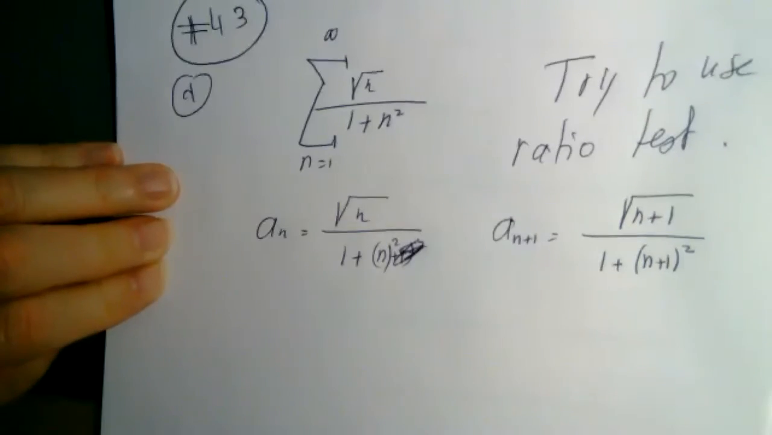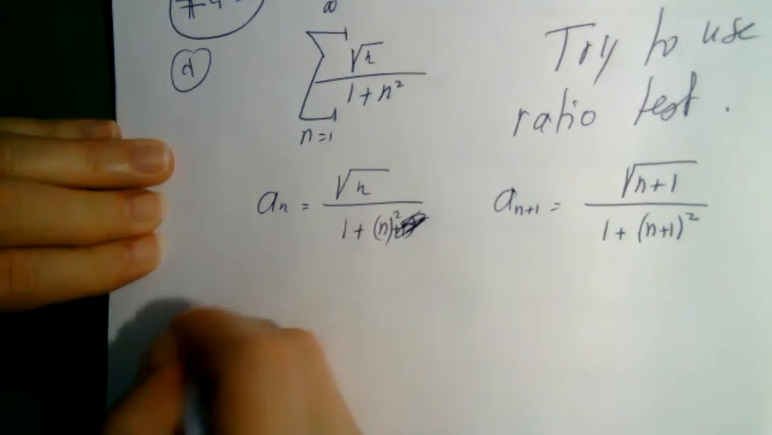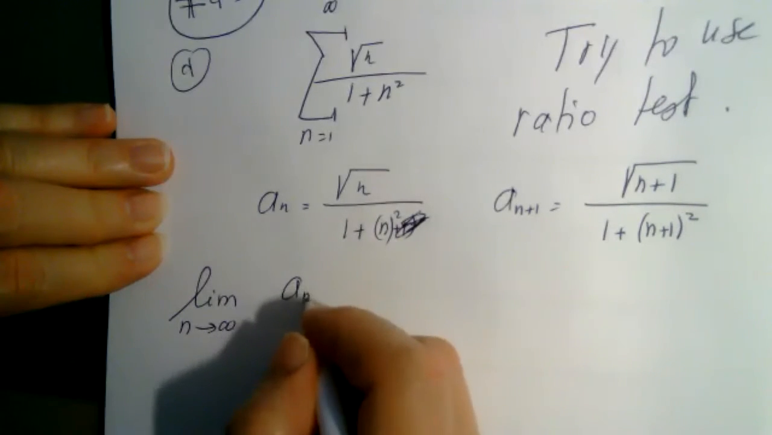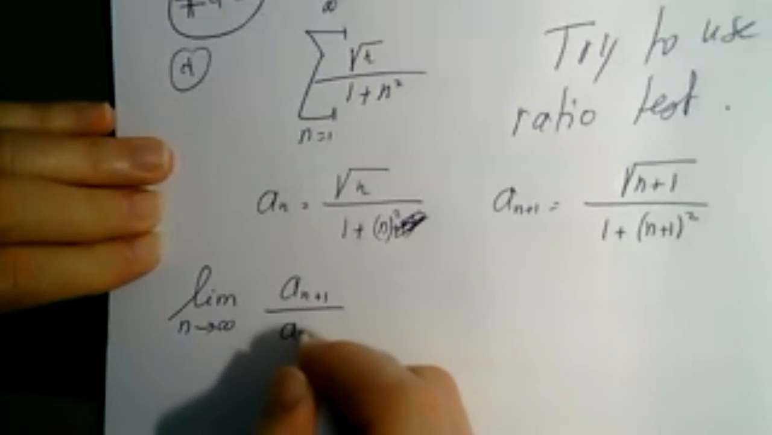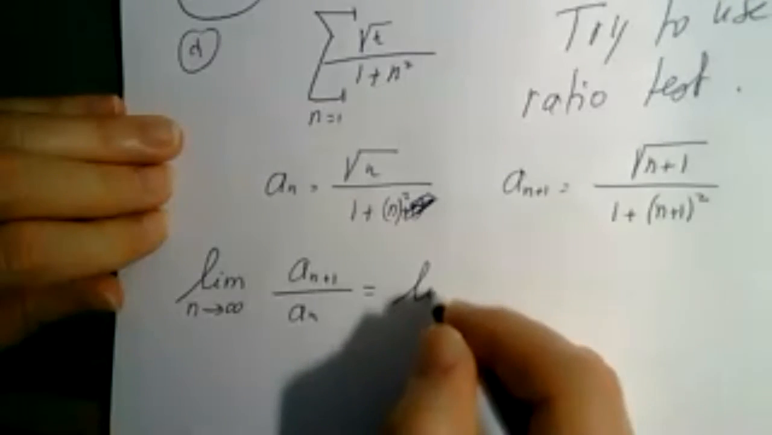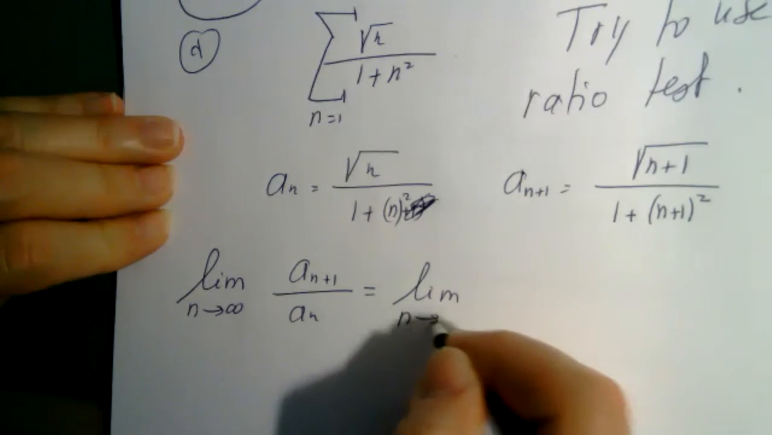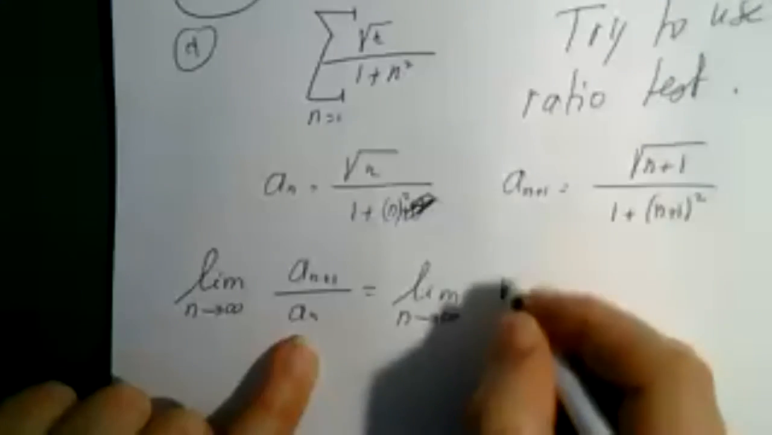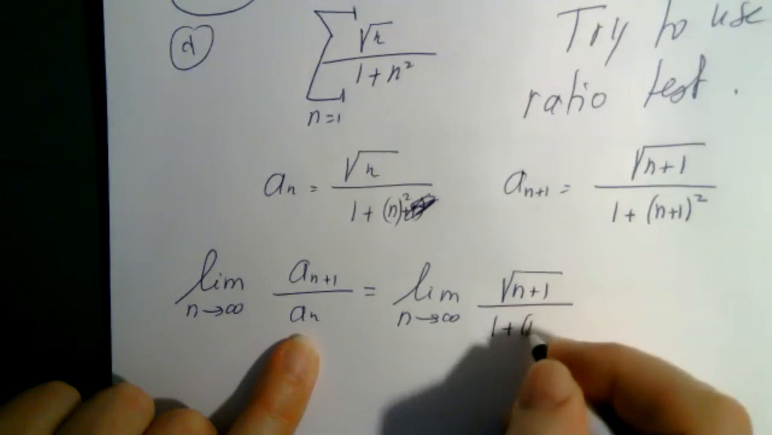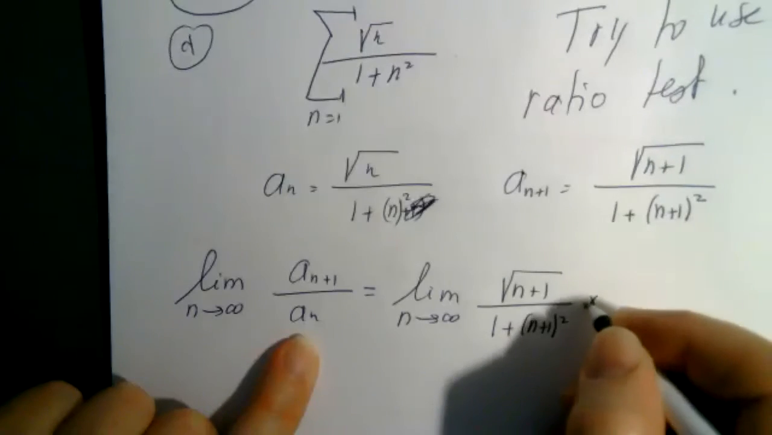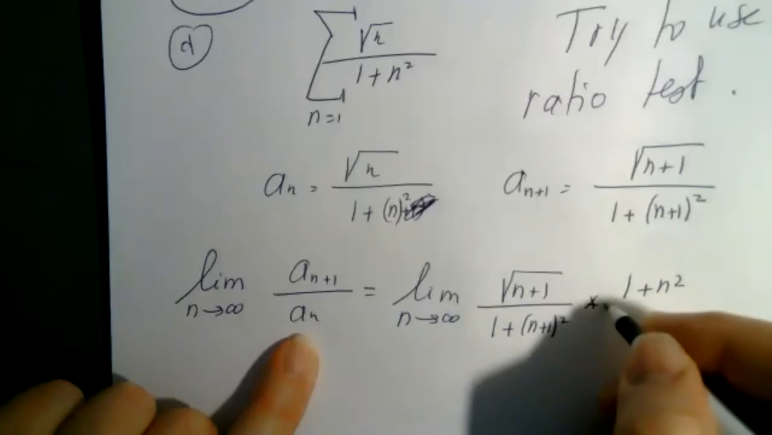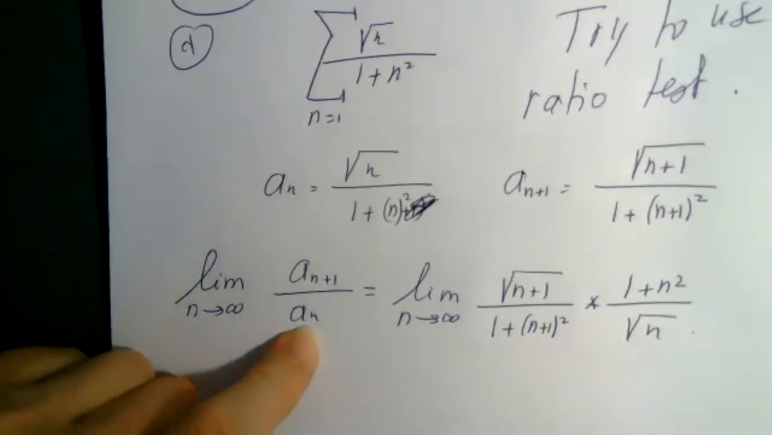Okay, now let me compute the ratio. So what is the ratio in here? Of a_n plus 1, I wrote it this time because I don't want to do it backward. So that's going to be the limit as n tends to infinity of a_n plus 1 times, by flipping a_n, over a_n.